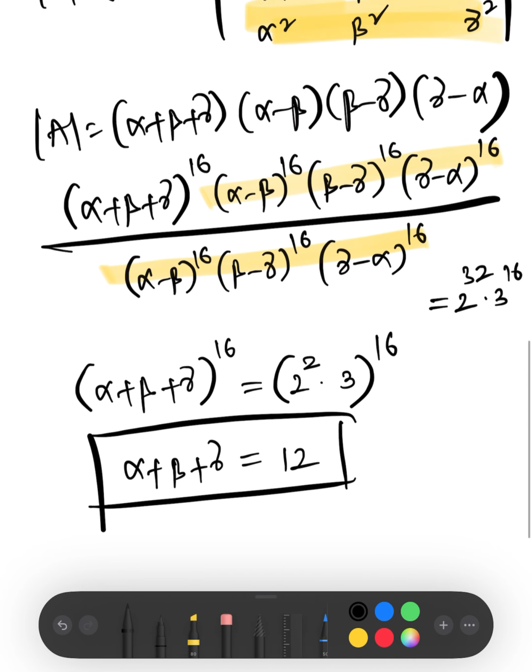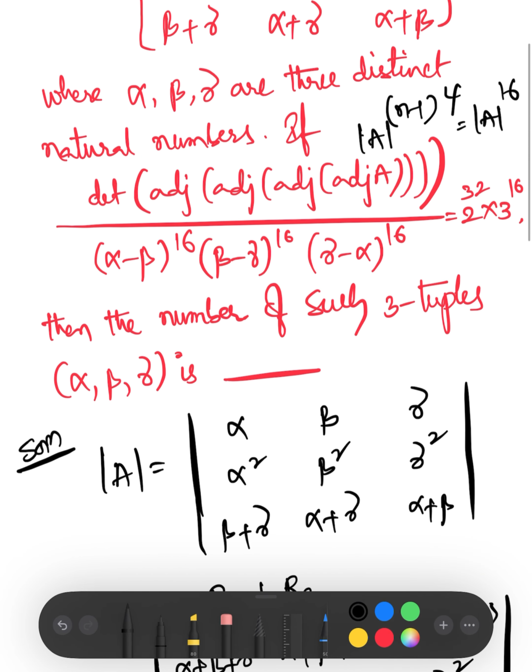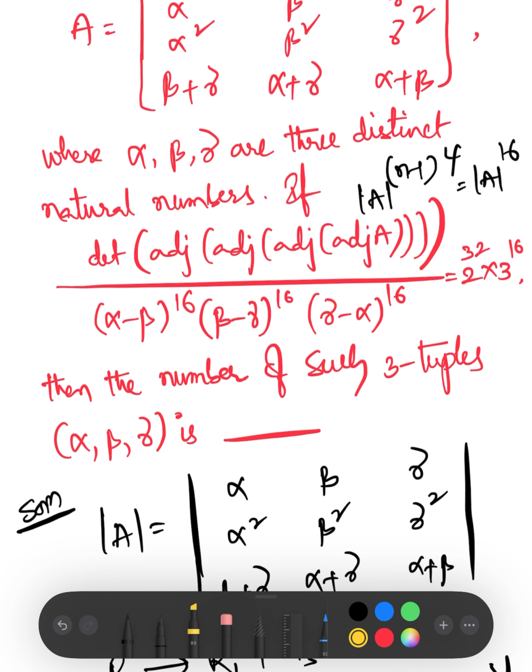Still the problem is not completed. Now coming to the main part of the question, they have given alpha, beta, gamma are three distinct natural numbers. So all alpha, beta, gamma should be different. According to this, what he was conveying is that alpha is not equal to beta, which is not equal to gamma.